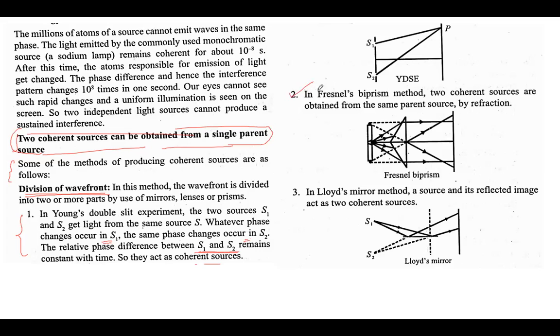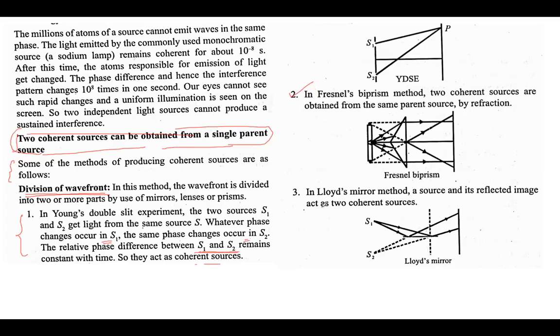Now in Fresnel's biprism method, two coherent sources are obtained from the same parent source by refraction. And in Lloyd's mirror method, a source and its reflected image act as two coherent sources.